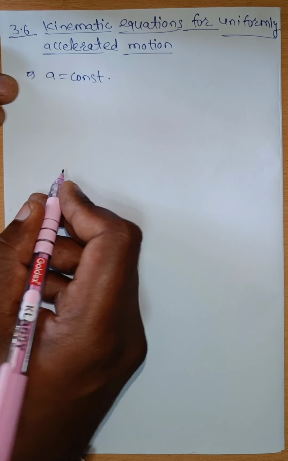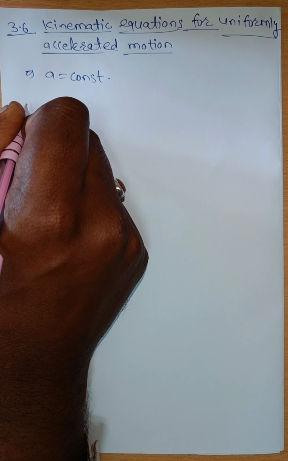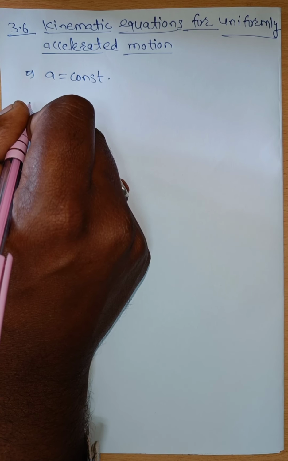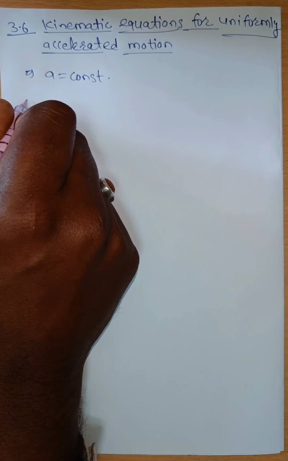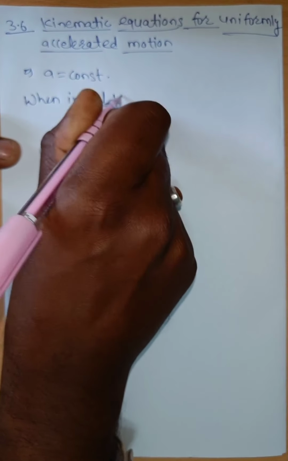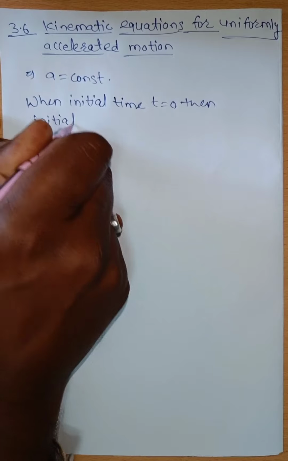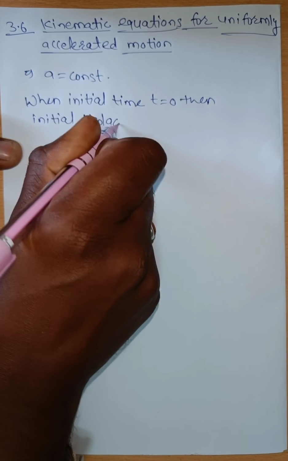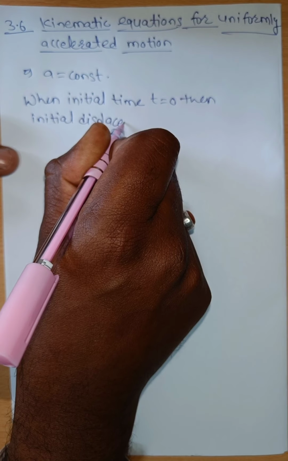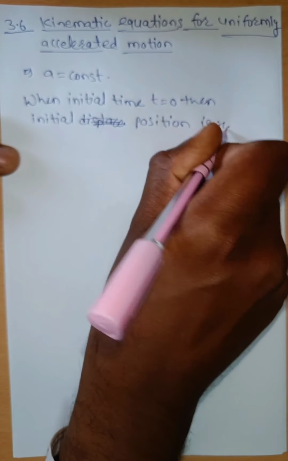Now, acceleration remains constant. If the initial time t is equal to 0, then the initial displacement, that is the initial position, we have to consider as x naught, and the initial velocity is v naught.